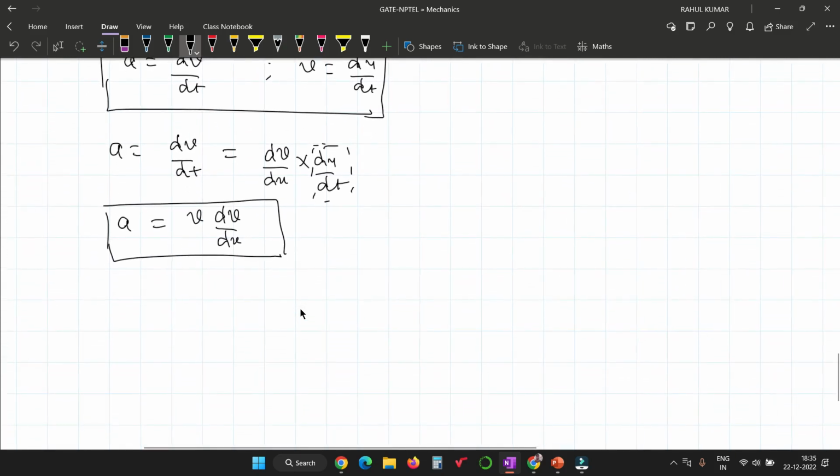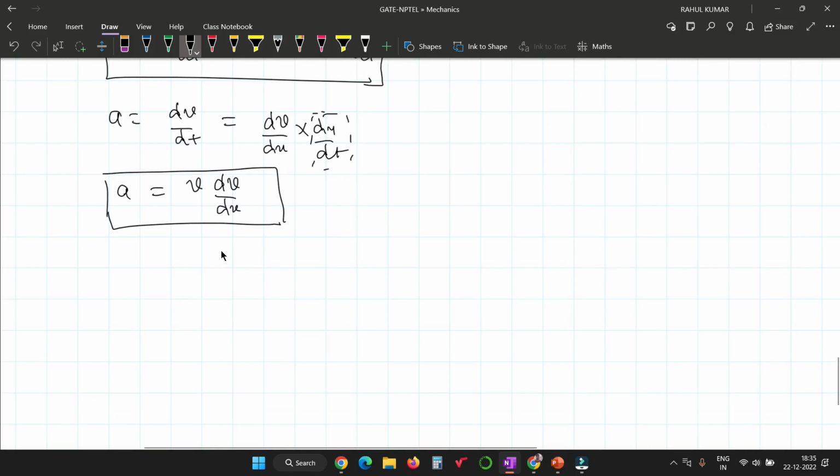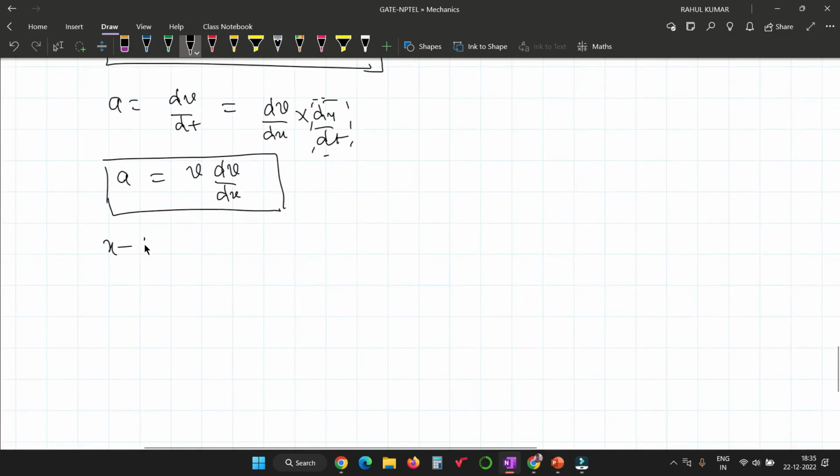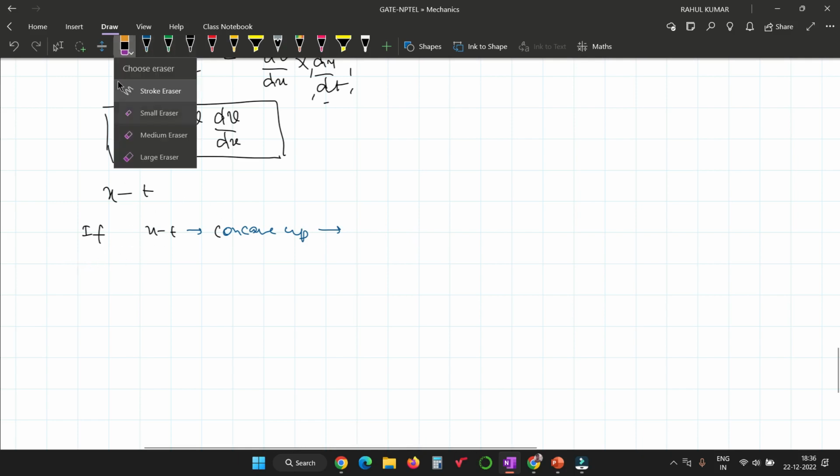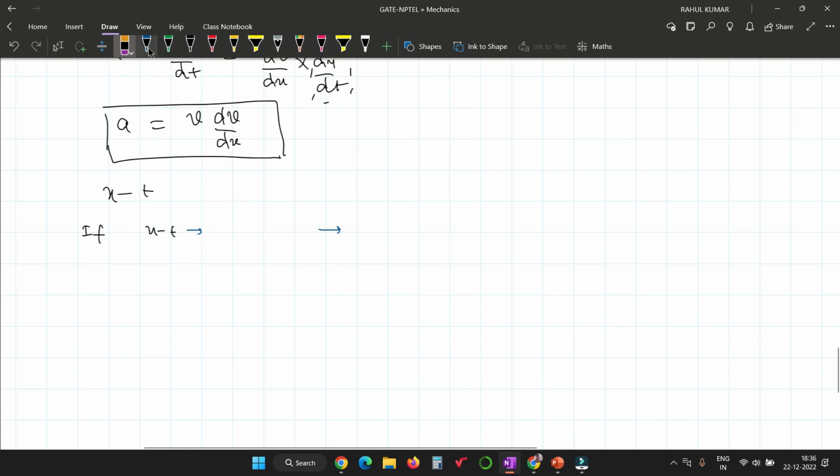Okay, so suppose you have an x versus t diagram. Then if you see that the diagram is concave up, what does it mean? If the x-t diagram is concave up, what does it mean?